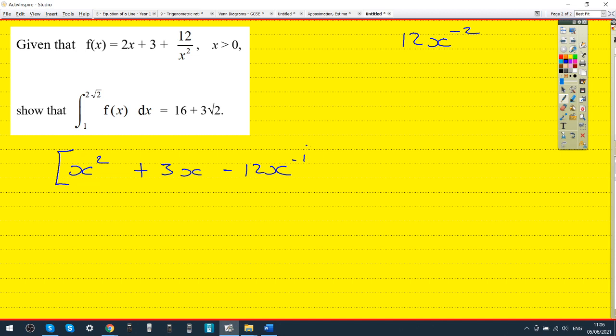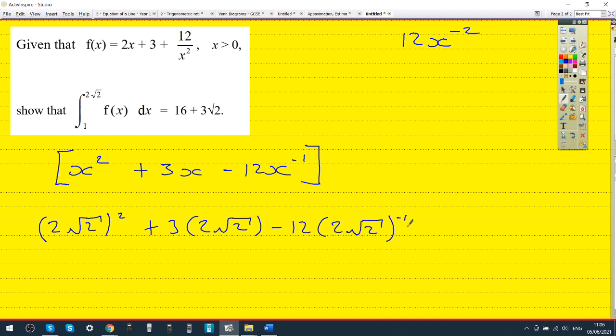And then you do minus, and then sub in 1 for x in the equation as well. So 2√2 for x. So this is how you show your working out. So 2√2 instead of all the x's. Yeah. And then you subtract, just put everything in a bracket, the other one. So 1 instead of all the x's. And in fact, I can just put 1² plus 3 minus 12 minus 1.